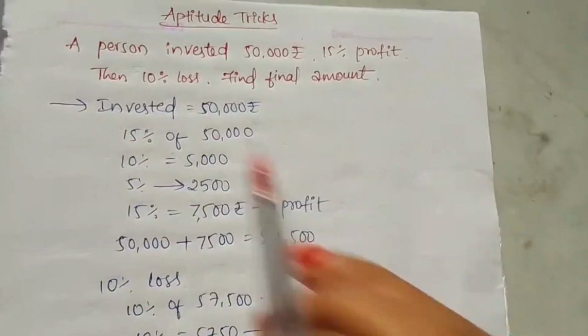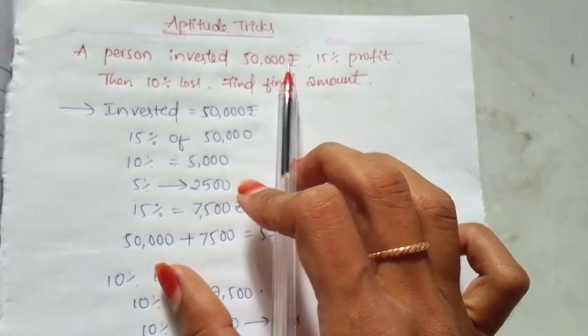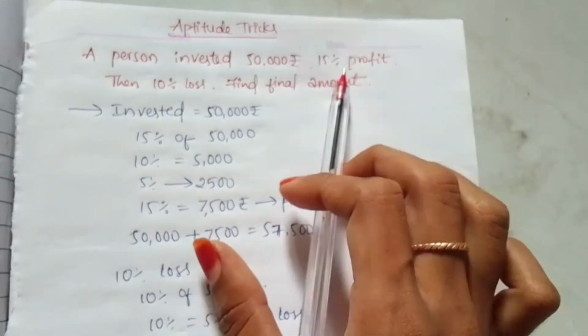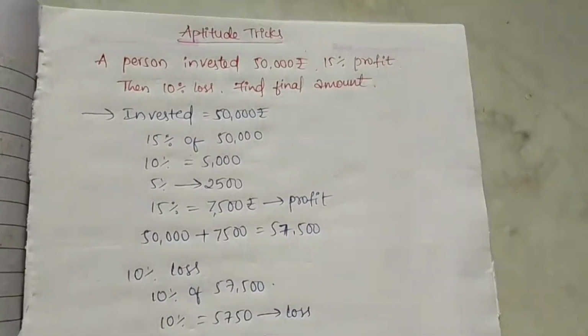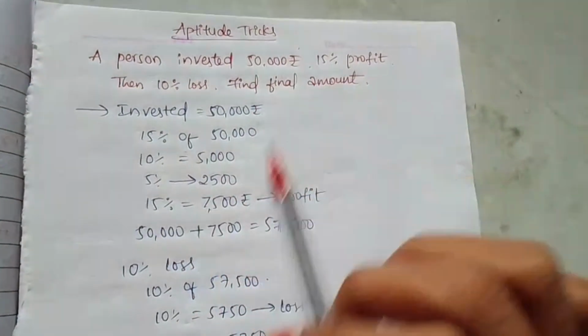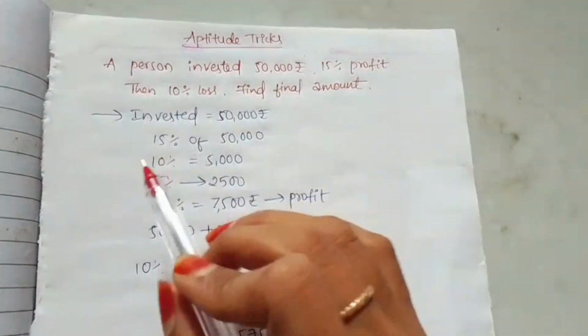Here I have one more question. A person invested 50,000 rupees. He got 15% profit and then 10% loss. After 15% profit, he got 10% loss. Find the final amount. What is the final amount he has? Let us do this step by step.